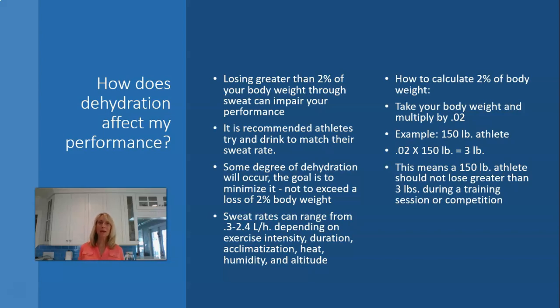So we're going to go through a little calculation here. I want you to use your own body weight so you can figure out what 2% of that is, so you would know that you shouldn't lose any more than that during your workout. Let's just use the example of a 150-pound athlete. Multiply that weight by 0.02, which is representative of 2%. So you take 0.02 times that 150 pounds. That means this athlete should not lose more than 3 pounds during a training session or a competition. So hopefully you will do that with your own body weight so you can apply this information to you.